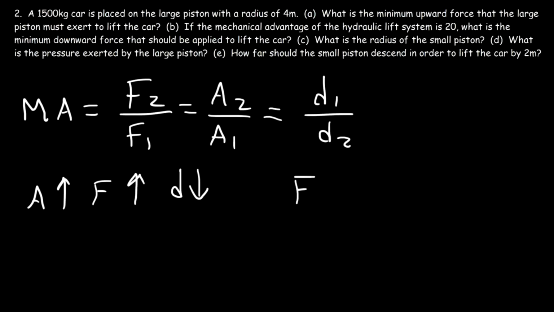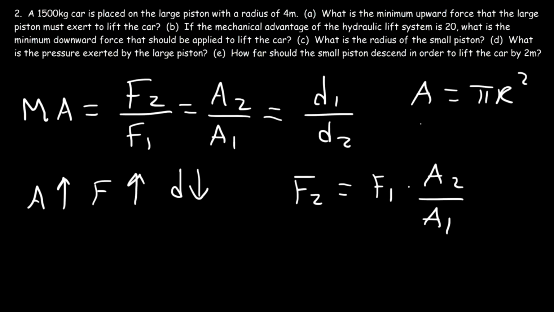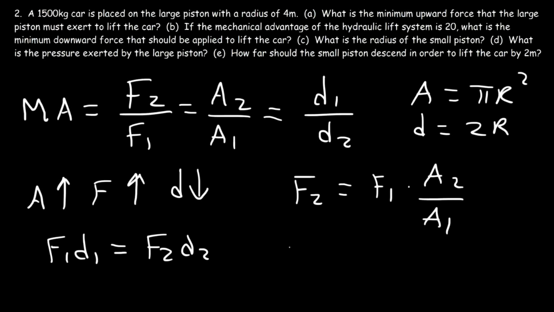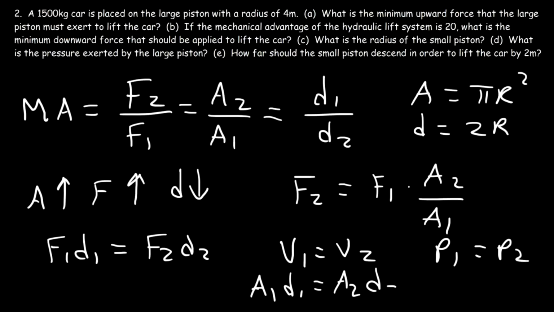And also, if you need to find the output force, it's equal to the input force multiplied by the ratio of the areas. And if the cylinder is circular, the area is pi r squared. And keep in mind that the diameter is twice the value of the radius. This is not the distance that you push down the piston by. So just make sure you understand that. And then the input work, F1D1, has to equal the output work, F2D2. And the volume has to be constant. So V1 equals V2, and the pressure is constant. P1 is equal to P2. And for volume, you can say that A1 times D1 is equal to A2 times D2.